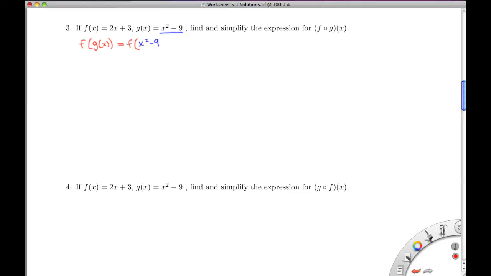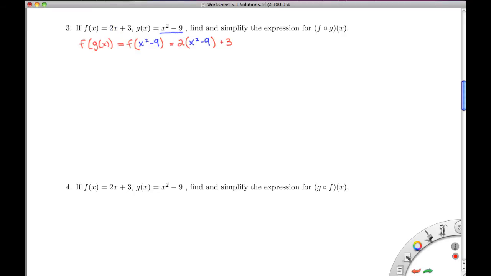So we did a little bit of this when we were evaluating functions back in chapter 1. We're just going to take our function f, and anywhere that there's an x, we're going to replace it with this function g. In other words, x squared minus 9. So let's see what happens when we do that. So this means that we're going to take f. f says take 2, multiply whatever your input is. This is where the g comes into play. So that's 2 times x squared minus 9, and then add 3. So we've replaced the x in f with our g, x squared minus 9.